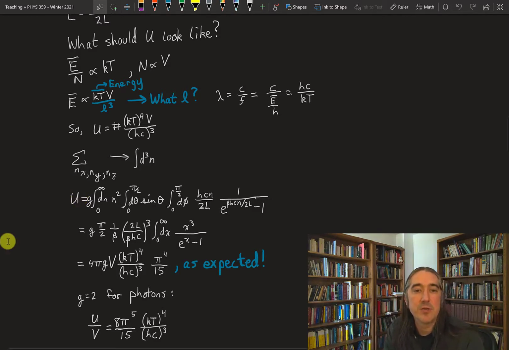Okay, so G would be 2 for a photon. For a magnon, it'll be different. So for massless bosons, let's keep the degeneracy factor around.